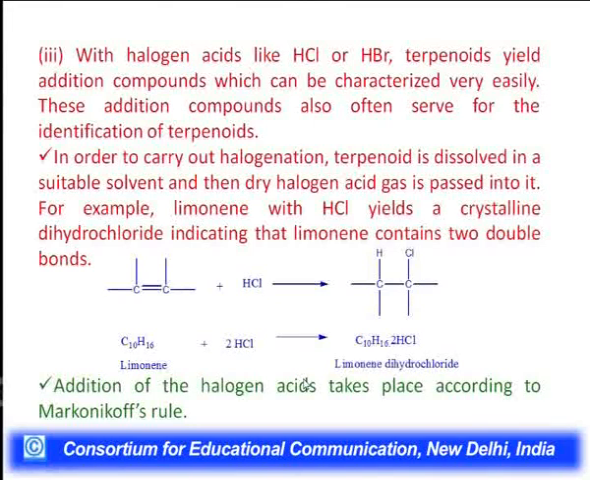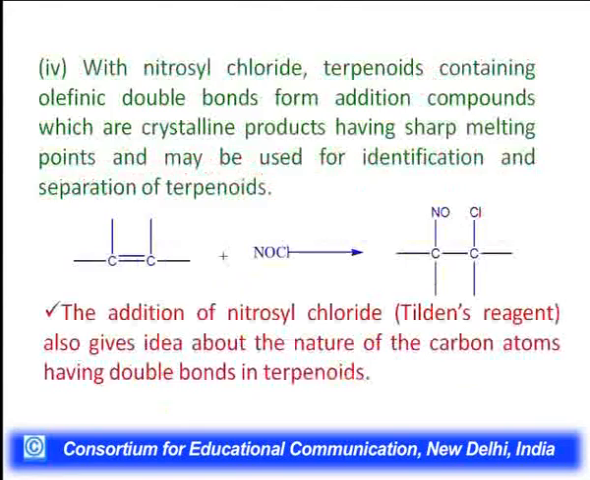And the addition of halogen acids, the addition of bromine, generally takes place according to the Markovnikov rule. Now the question comes, what is this Markovnikov rule? So Markovnikov rule is a rule that when an unsymmetrical reagent is added to an unsymmetrical double bond, then the negative part of that reagent will go to that carbon atom which contains a lesser number of hydrogen atoms. So the addition of this halogen acid is according to this Markovnikov rule.